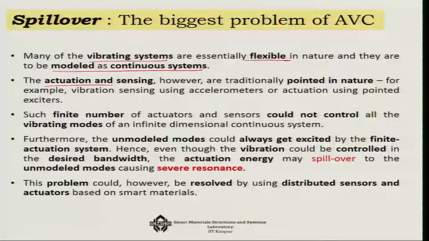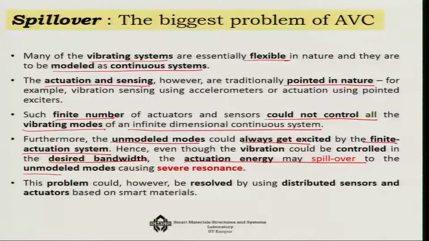So, the actuation and sensing that we have traditionally are pointed in nature and work for a finite number of actuators, and that is why they cannot control all the vibrating modes of an infinite dimensional continuous system. The trouble is that the unmodeled modes could always get excited by this finite dimensional actuation system. Hence, even though the vibration could be controlled in the desired bandwidth, the actuation energy may spill over to the unmodeled modes, causing severe resonance. There is a technique to resolve this problem, known as distributed sensing and actuation based on smart materials, but it is quite difficult to implement. So, spillover is one of the biggest problems of active vibration control.